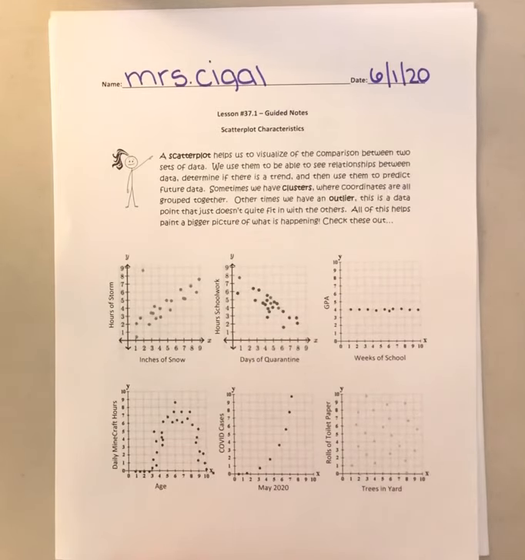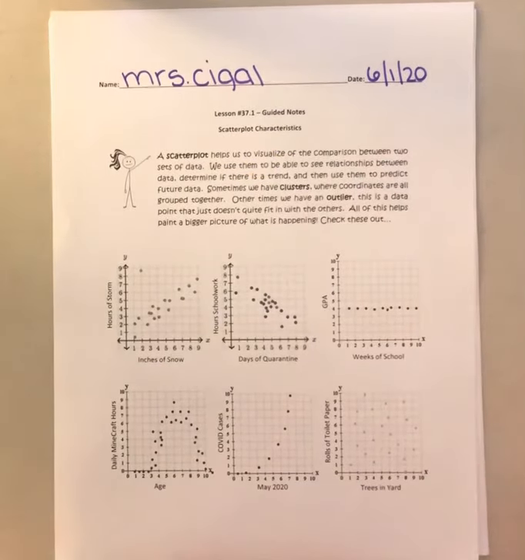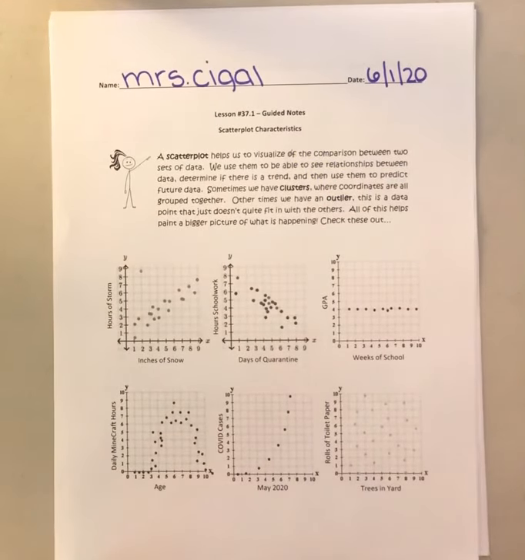So in that little definition there, and by the way, that's me, this just says that a scatter plot helps us to visualize the comparison between two sets of data. We use them to be able to see relationships between data, determine if there is a trend, and then use them to predict future data. Sometimes we have clusters where coordinates are grouped together. Other times we have an outlier. This is a data point that just doesn't quite fit in with the others. All of this helps us paint a bigger picture of what's happening.